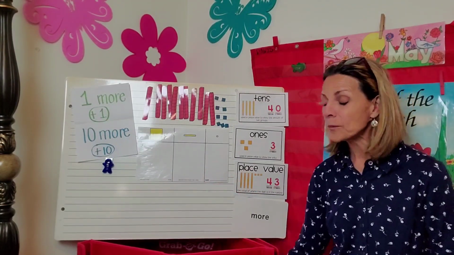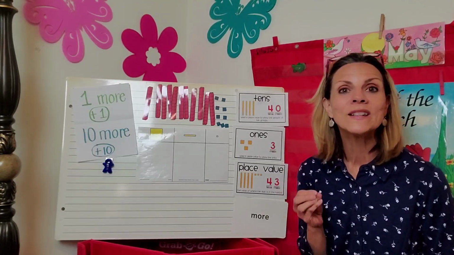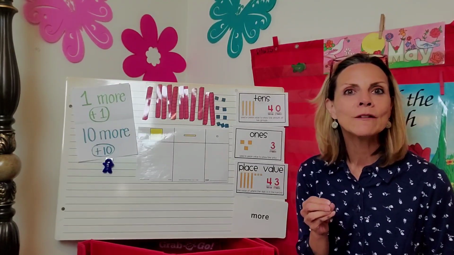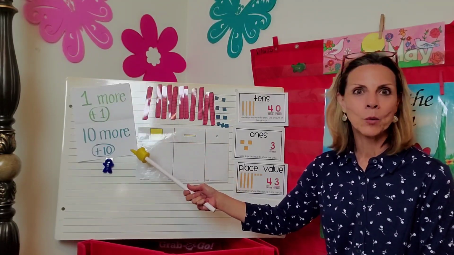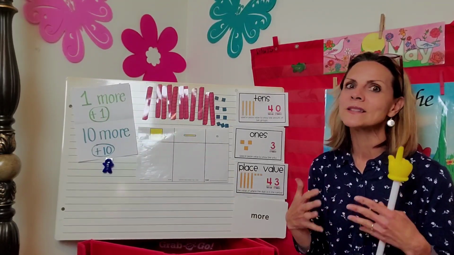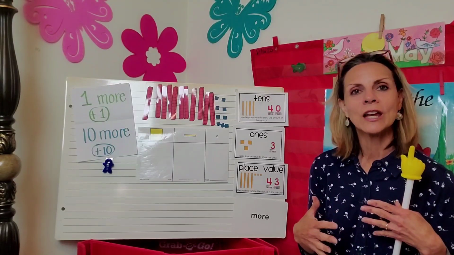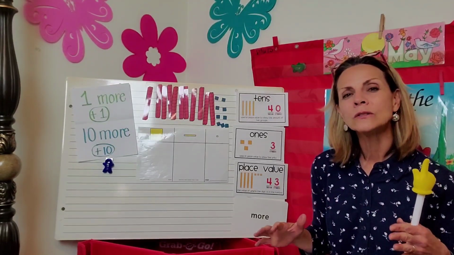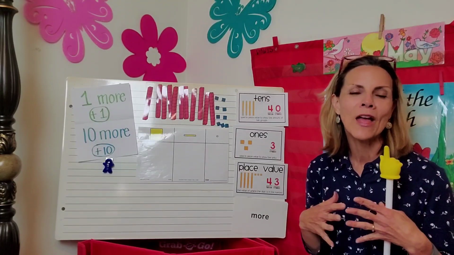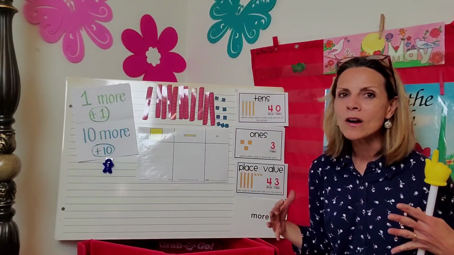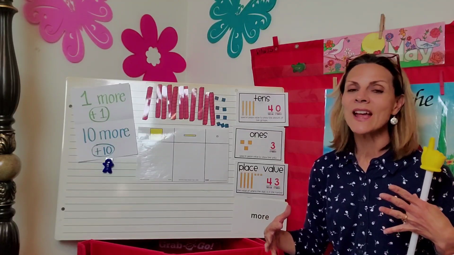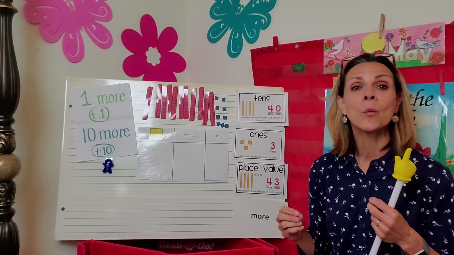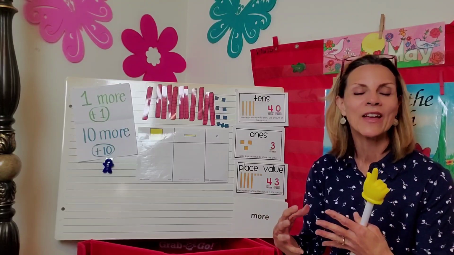So thinking about place value today is going to help us to really focus in as we're adding one more and 10 more. We're going to be seeing which position is changing. We're going to break down our whole numbers after we build them. We're going to break them apart and think about how tens are added with tens and ones are added with ones, and then we can put it back together.